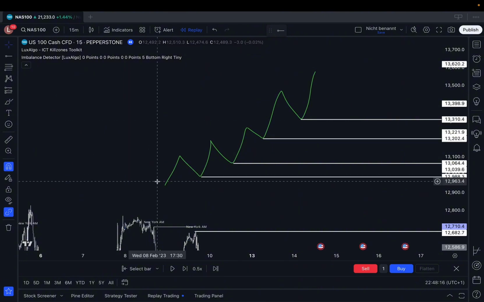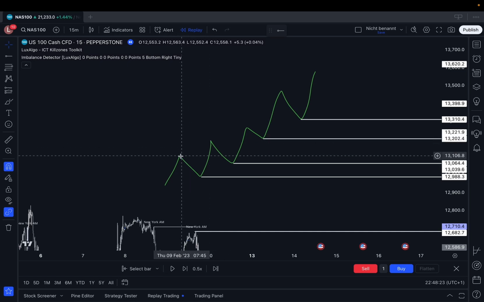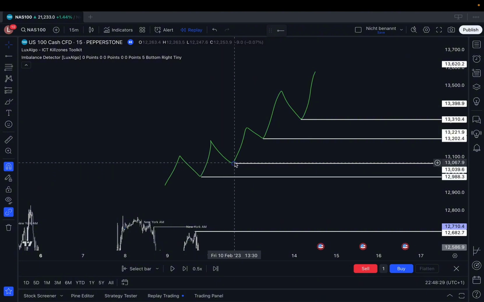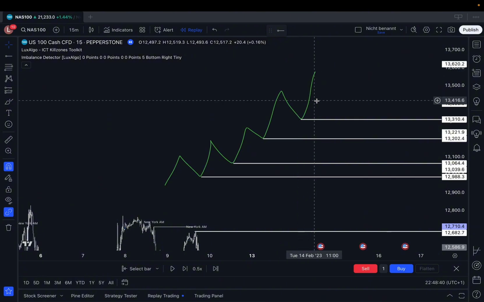As you can see, in an uptrend we always have higher lows and higher highs. So this high is always higher than the last high, and this low is always higher than the last low, and because of that we have an uptrend. If this low had been lower than this low, then it wouldn't be an uptrend. That's how you can identify an uptrend.